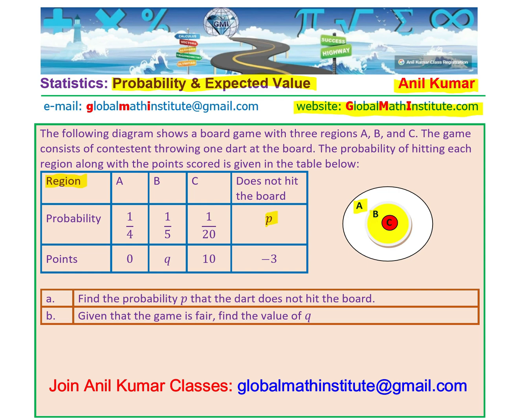Points given are 0 if it hits A, Q if it hits B, and 10 if it hits C, and -3 if it does not hit the board. You need to find the probability P that the dart does not hit the board. That's the first part. And part B is, given that the game is fair, find the value of Q.